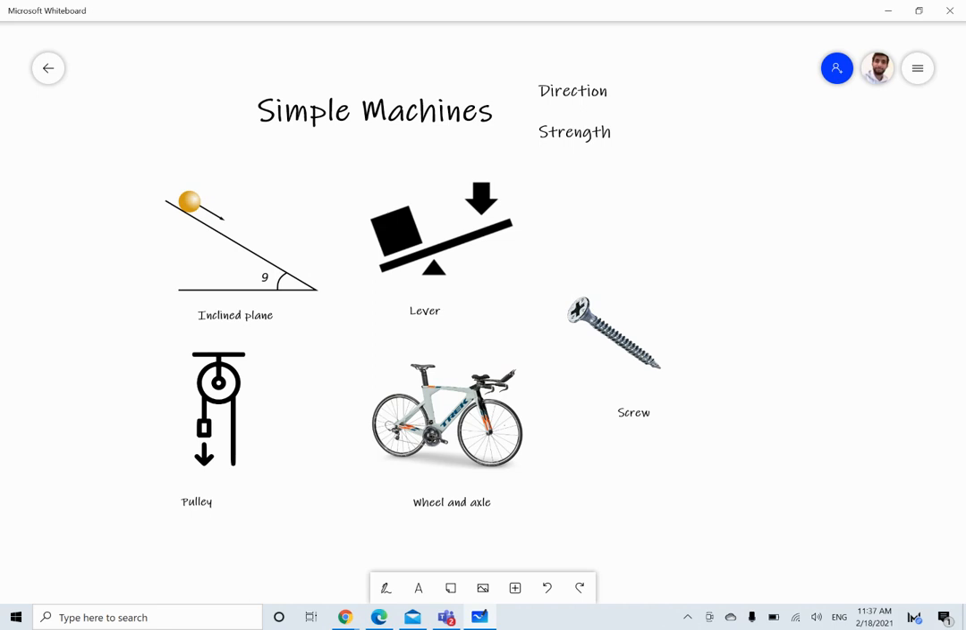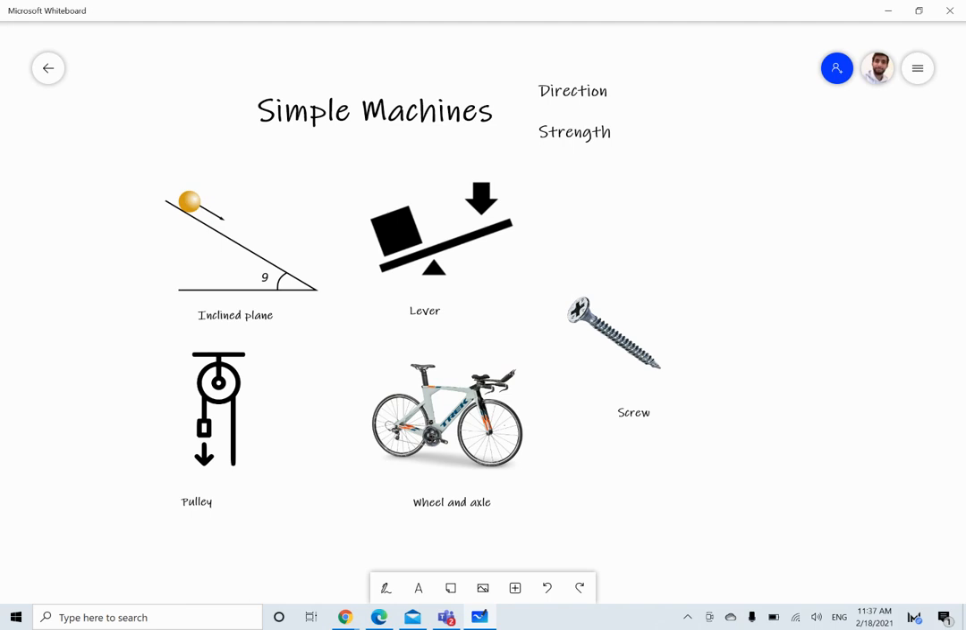So the wheel and axle is like the bicycle pedal. So these are the main types of simple machines: the inclined plane, the lever, the screw, the wheel and axle, and the pulley.